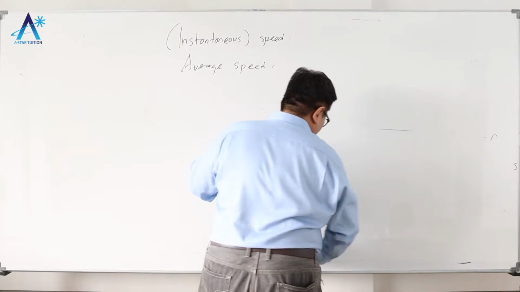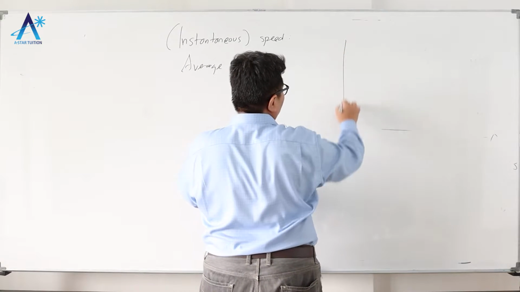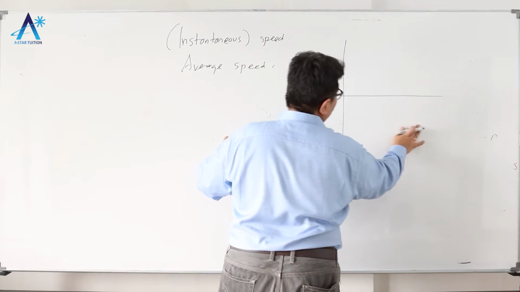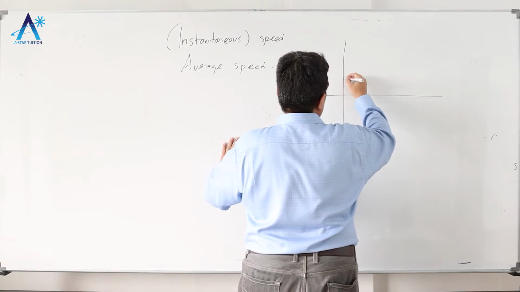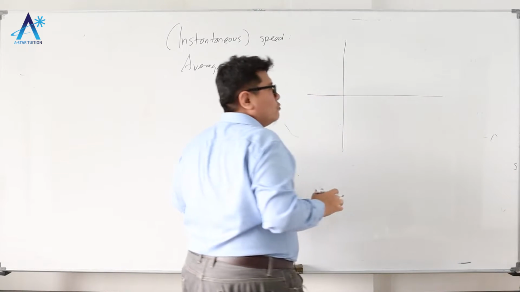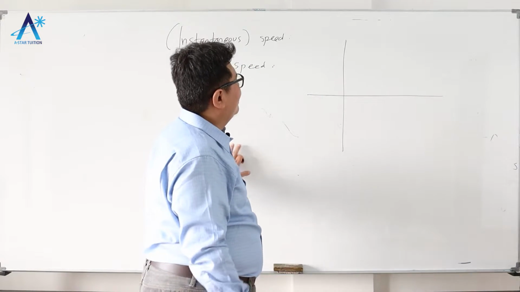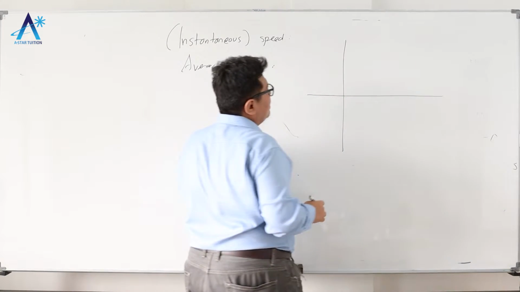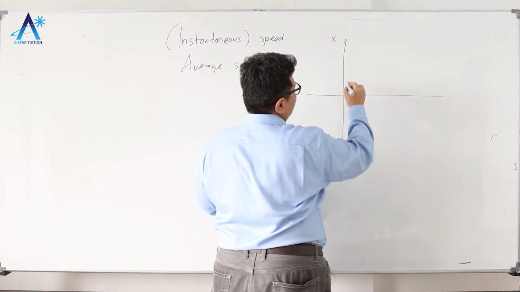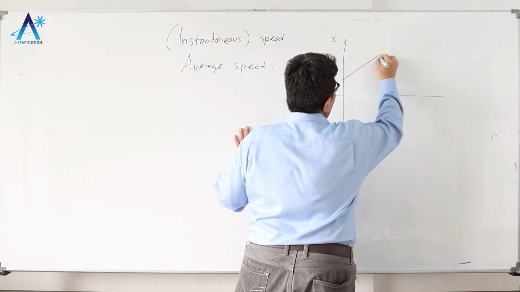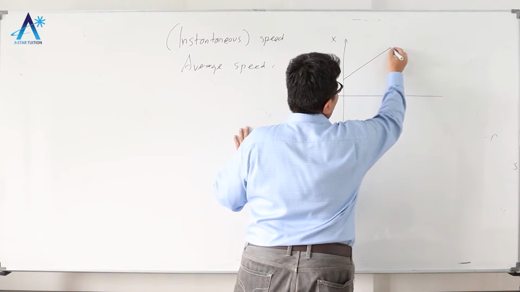Let me draw another example. Let's say the motion is like this. Let's say the motion is a straight line, one-dimensional, but what I mean is that it's linear in the sense that the position function increases or decreases linearly with time, okay?